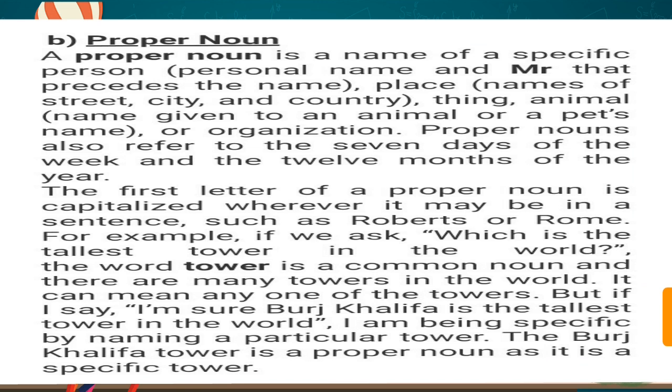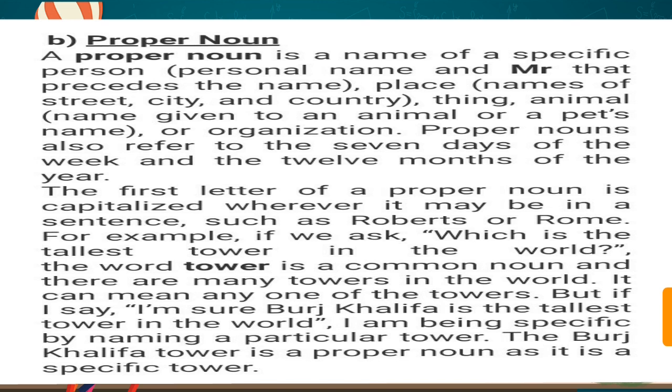A proper noun is the name of a specific person, place, thing, animal, or an organization. Proper nouns also refer to the 7 days of the week and the 12 months of the year. The first letter of a proper noun is capitalized wherever it may be in a sentence, such as Robert or Rome. For example, if we ask, which is the tallest tower in the world?